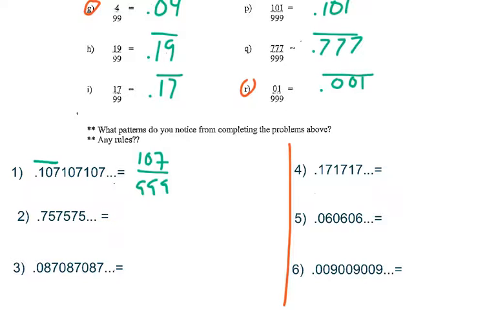Take a look at number 2. Here I have 0.75 repeating. So how many numbers repeat? That's 2. So I know my fraction is going to be over 99 because that's 2 numbers repeating. And my numerator will just be whatever repeats, which is 75.